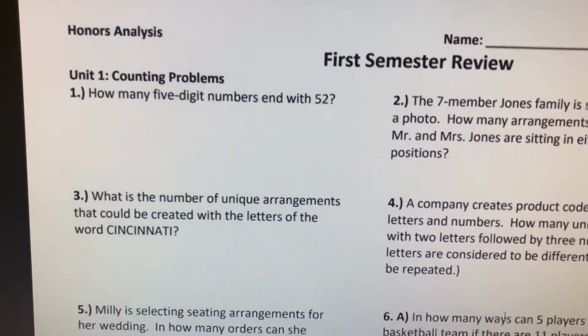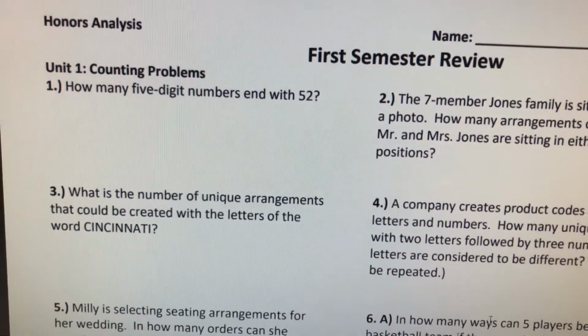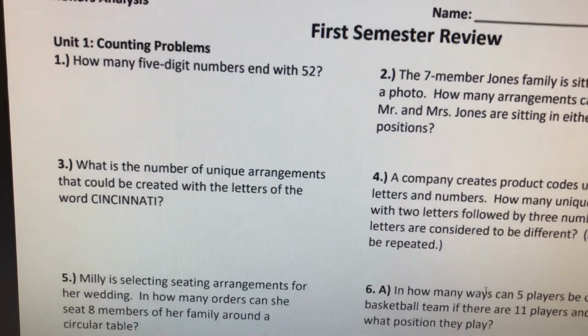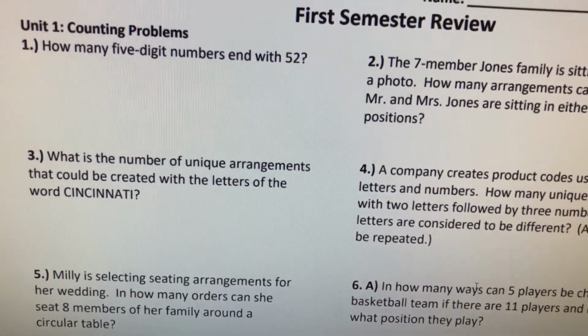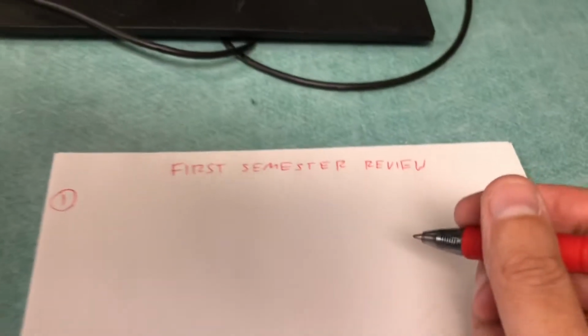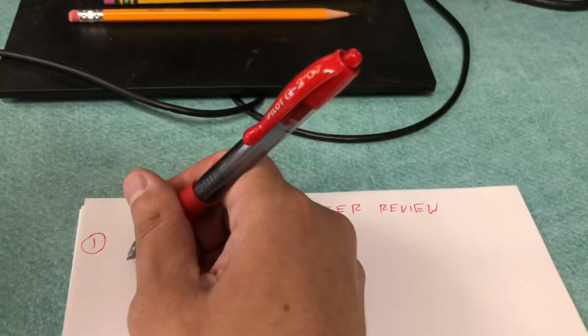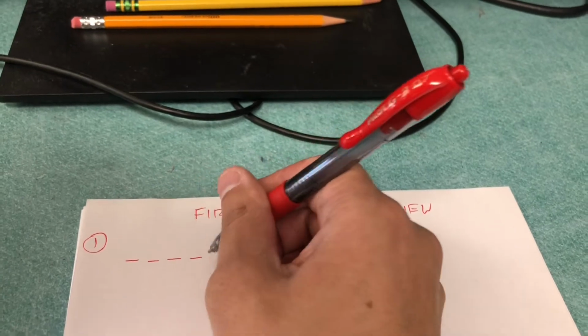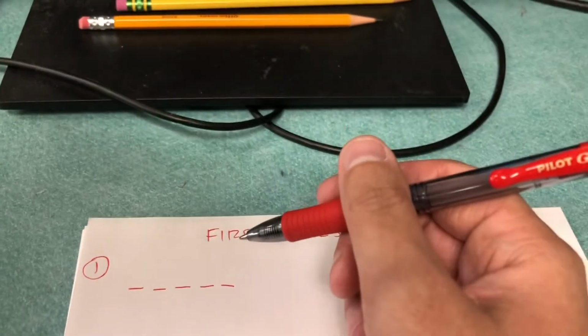In this video, I'm going to be doing some solutions to the first semester review. The first problem here asks me how many 5-digit numbers end with 52. Okay, so I'm picking numbers basically, or sometimes these are like passwords or something. So there are 5 decisions that need to be made. This is really fundamental counting principle.